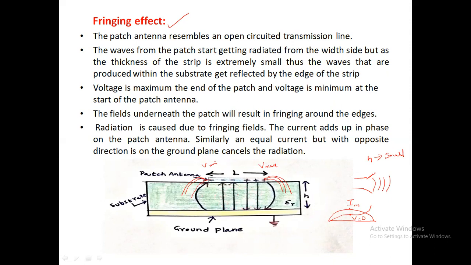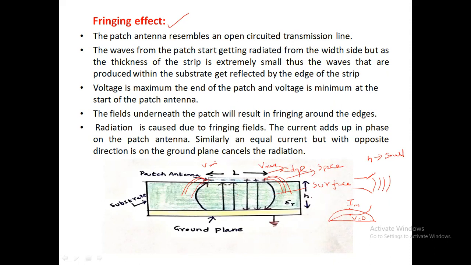And whatever the fields that emerge out at the edges of this patch. See here, the edge of the patch is very, very important, where diffraction and fringing effects will be taking place. At the edges, whatever fields emerge out will contribute to the radiation mechanism. The waves that are coming out from this area are called space waves, which are essential for radiation. The waves that are getting trapped in between them are called surface waves, which are not at all essential for our radiation mechanism. We need to reduce the surface waves and increase the space waves.